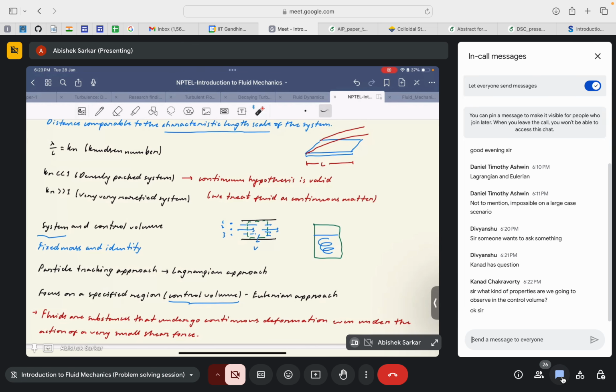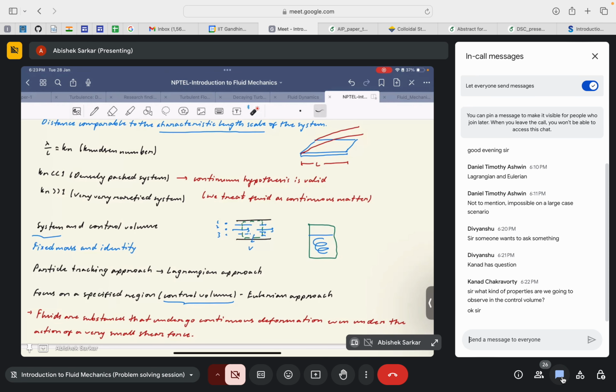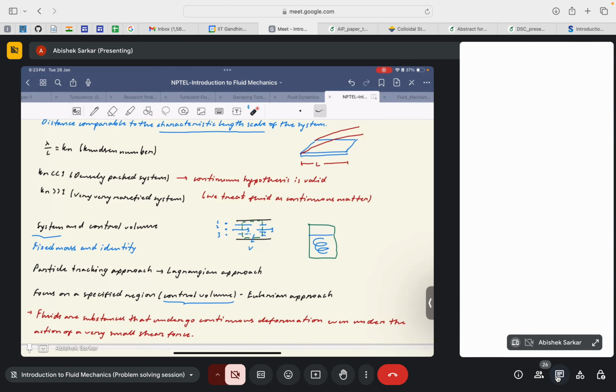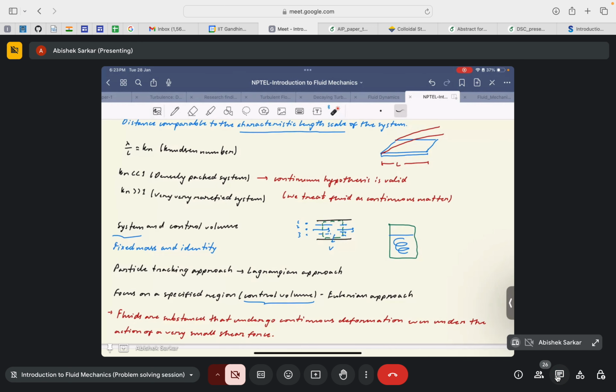Coming back to Kanad's question, what kind of properties are we going to observe in the control volume? I'm sorry, I'm not exactly understanding the gist of the question, but I will assume that you are trying to understand what differentiates a control volume from a control system approach. Let me go back to this example.